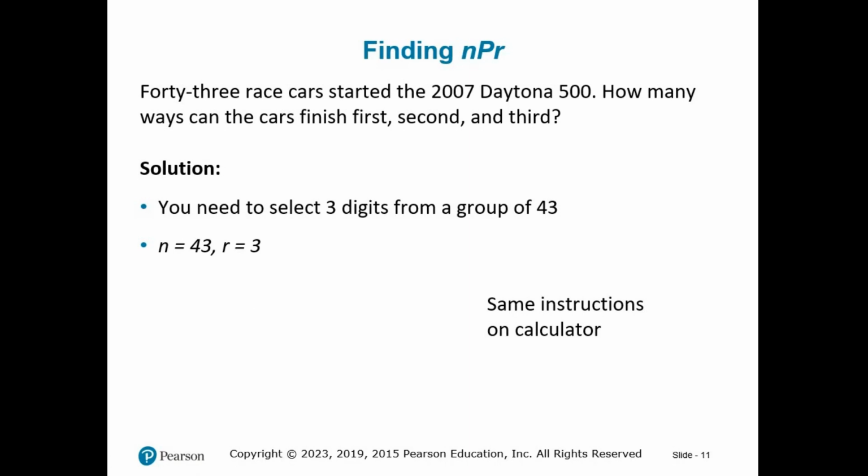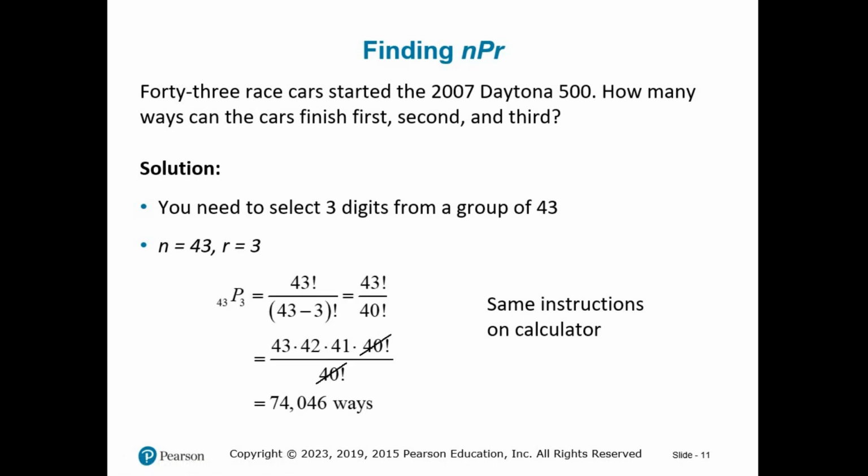Same instructions on the calculator. We type in the number for n, 43, then press the math key, then arrow over to probability, then arrow down or press the number 2. Then type the number for r, which in this case is 3, then press enter. You should have gotten 74,046 ways. If you had done this by hand, it would be 43 factorial over 43 minus 3 factorial. Everything from 40 on would factor out. Then it would just be 43 times 42 times 41.